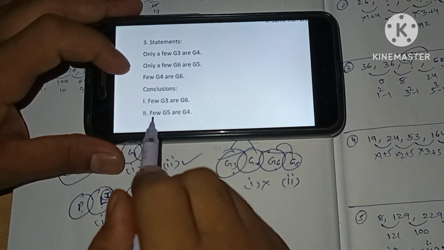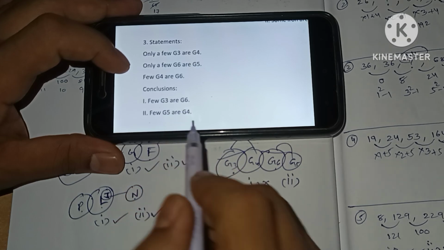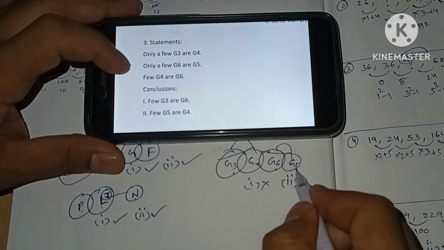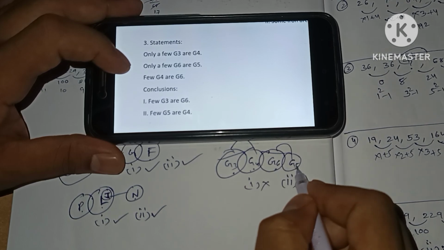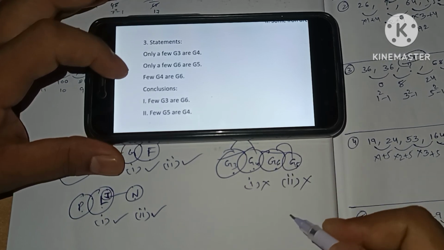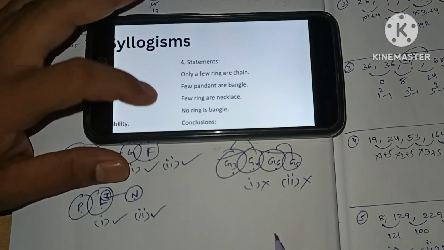Second conclusion. Some 5 is 4. 5 here and 4 here, and it is a direct conclusion. There is no direct relation between these two in our basic Venn diagram. So this is false. Let's see question number 4.